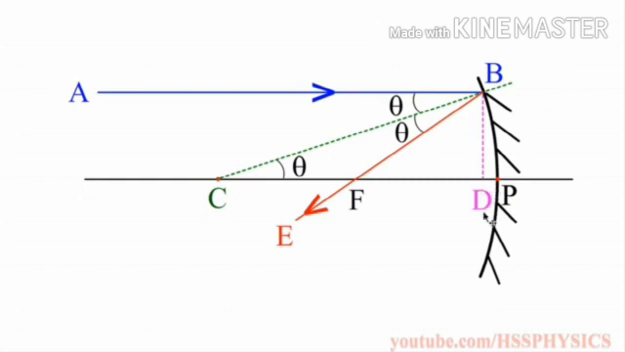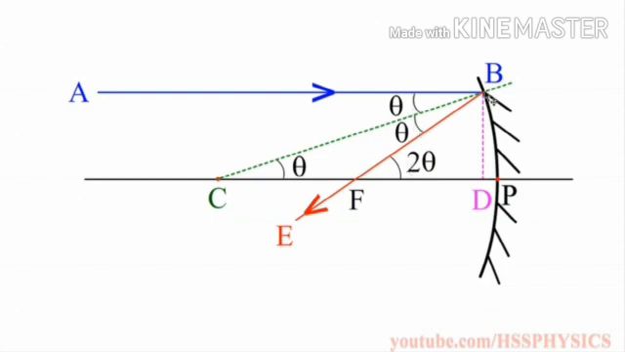Next, draw a perpendicular line from the point B to the principal axis. So from the geometry, we can write angle BFD is 2 theta. BFD is 2 theta.